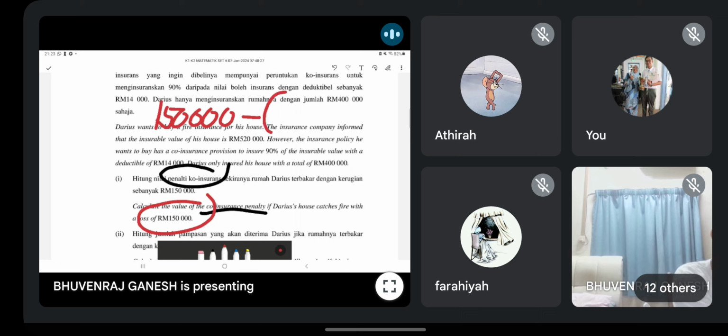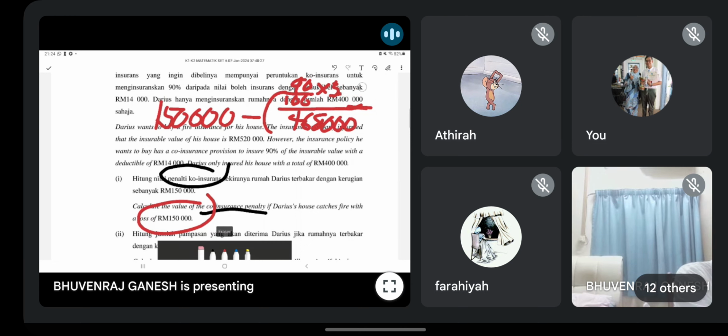Actually what Haida say lah, you must find this one, the top one over here. Okay, kamu kena ambil peratusan co-insurance percentage kali dengan jumlah insurance yang diperlukan, amount of required, insurable value, nilai boleh insurance. Okay, lepas tu bahagi dengan mana nilai dia, amount of required insurance. Yang ni lah, nilai ke atas. Okay.